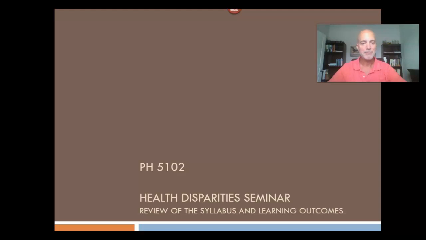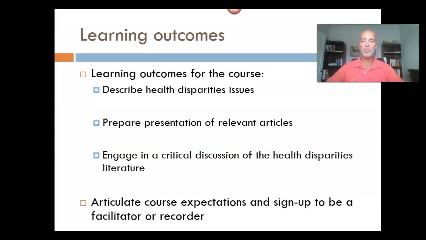So let's jump in. The learning outcomes for the course are pretty straightforward. Basically, we want to familiarize ourselves with health disparity issues. We want to look at the literature, understand it, evaluate it, and critique it, and see what we can learn about that literature by engaging in a discussion within small groups, so that we can then think about the implications of what we're learning for our own current or future research and practice.